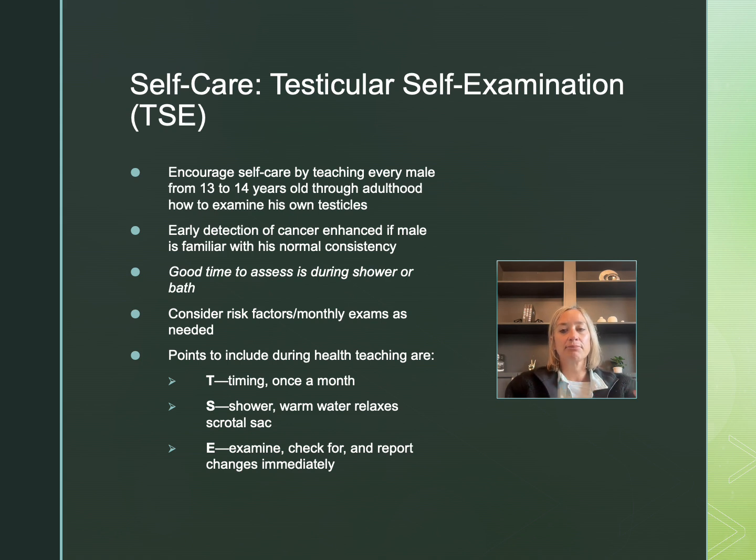Warm water relaxes the scrotal sac, making it easier to feel for any unusual lumps or changes. Now we can teach them a simple way to remember how to do it, the TSE method. T is for timing. Encourage them to do this once a month. S is for shower. Doing it in the shower makes the exam more effective due to the relaxed state of the scrotum. E is for examine. They should carefully check each testicle and report any changes immediately. While we don't expect every patient to remember each detail perfectly, going over this once and encouraging regular self-checks can make a significant difference in early detection and outcomes.